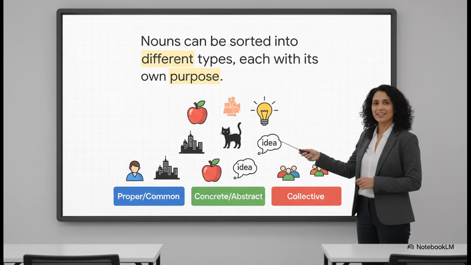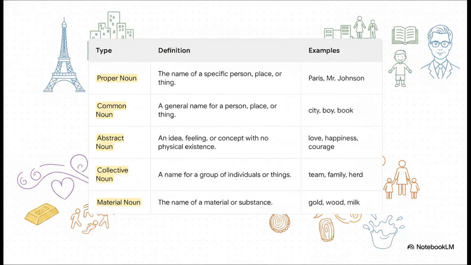To be really clear when we communicate, we can actually sort nouns into different categories. This just helps us be more precise about what we're talking about. Let's break these down. First up, proper nouns. These are the specific names, like Paris or Coca-Cola, and they're so special they always get a capital letter. The flip side is a common noun, which is just the general word, like city. Then you have abstract nouns for big ideas you can't touch, like courage. Collective nouns are for groups, like a team or a herd. And finally, material nouns are exactly what they sound like. They name the stuff things are made from, like gold or wood.